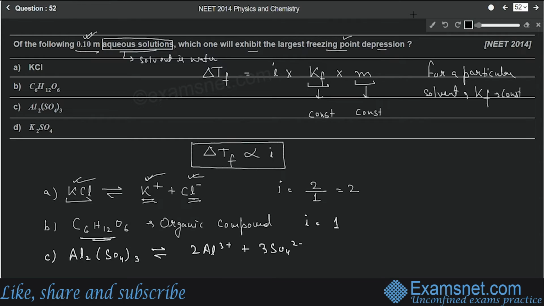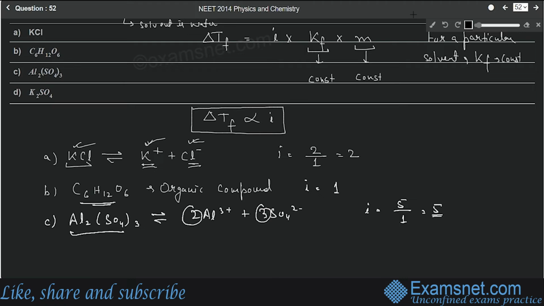So what is the number of moles of the product? 2 plus 3, that is 5, and that of the reactant is only 1. So 5 by 1, that is 5. This is the Van 't Hoff factor in this case. And the last one is K2SO4.